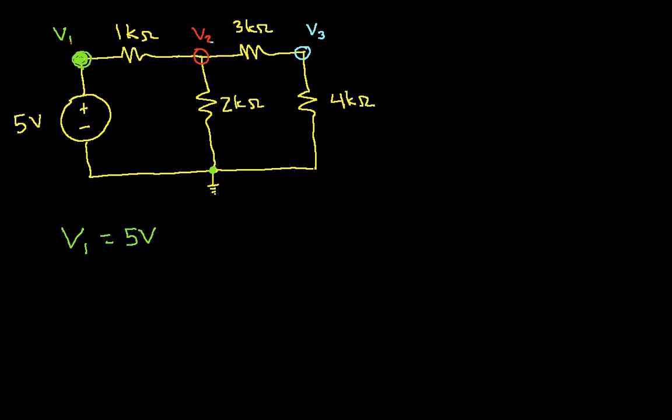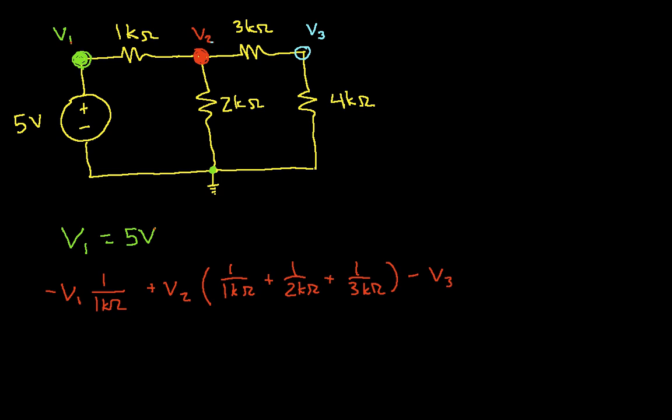So in order to find V2 and V3, I just have to continue with my nodal analysis. V2 looks like the nodes in the introductory video, so I can just write down the equation for node 2. I'll have minus V1 times 1 over 1 k ohm, plus V2 times 1 over 1 k ohm plus 1 over 2 k ohms plus 1 over 3 k ohms, minus V3 times 1 over 3 k ohms is equal to 0.